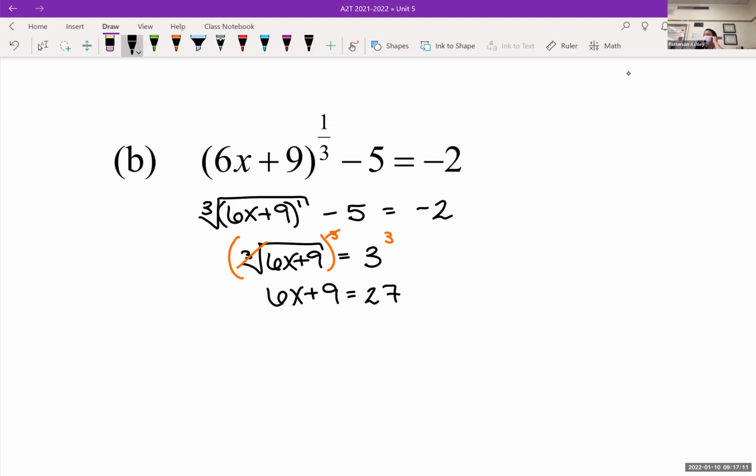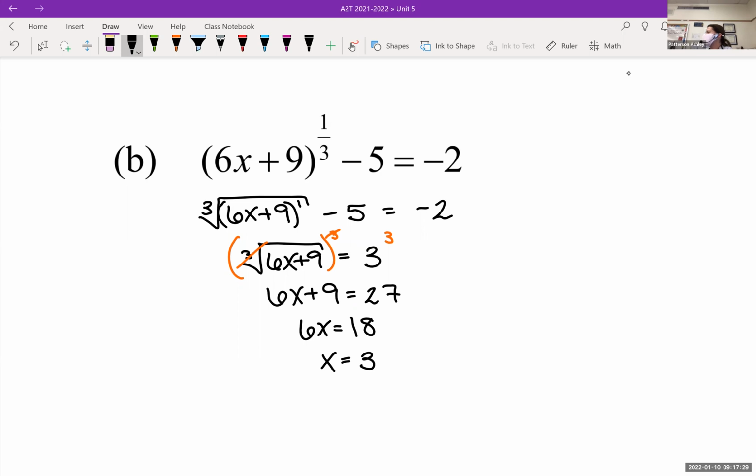And now we just have a linear equation. Let's solve for x. I'm going to subtract 9 from both sides. So we get 6x is equal to 18. And then if we divide by 6, we get x is equal to 3.